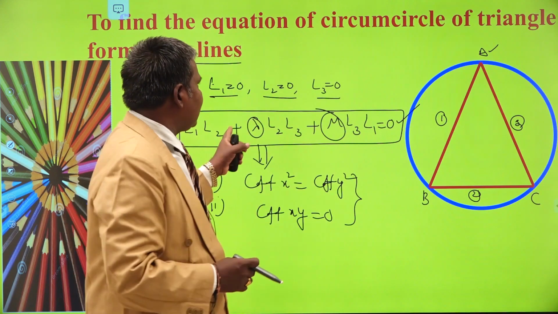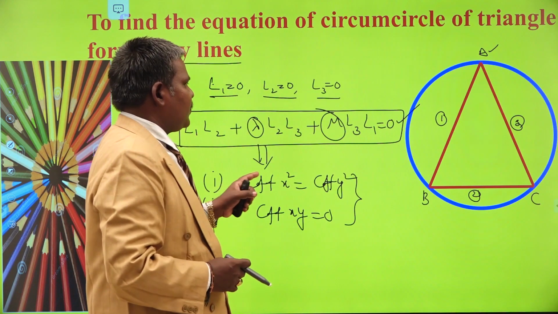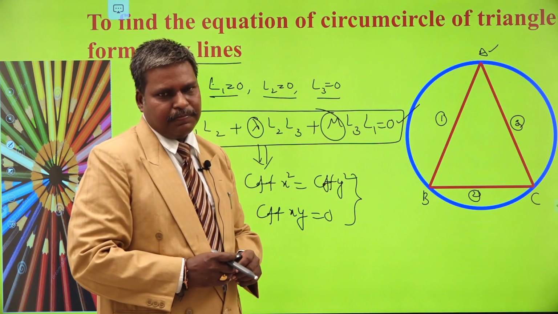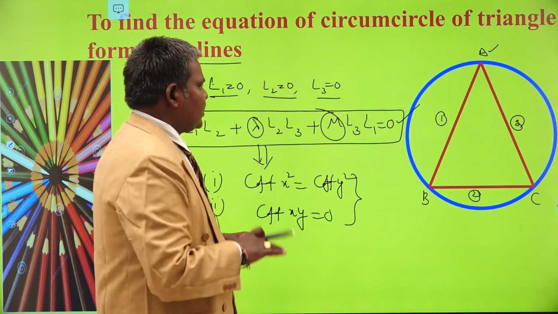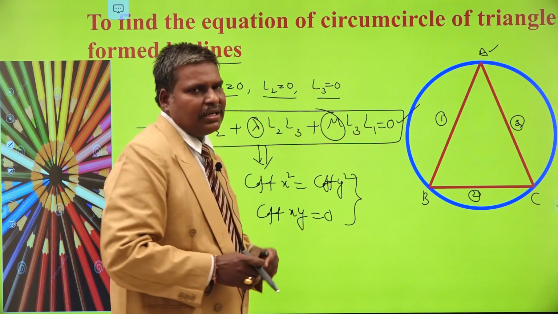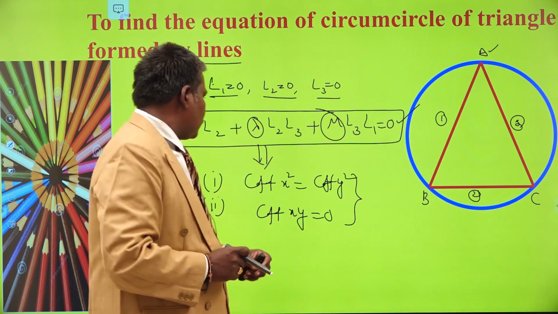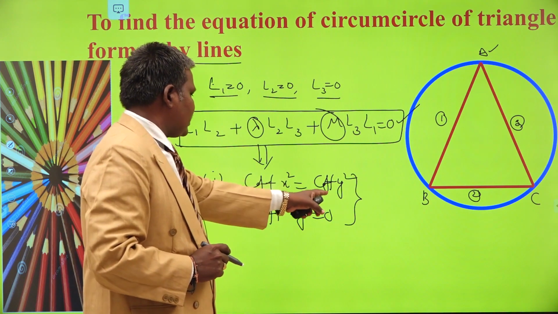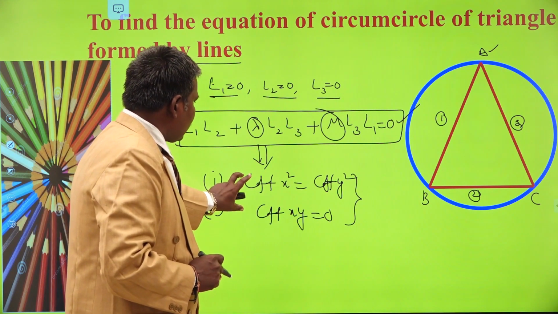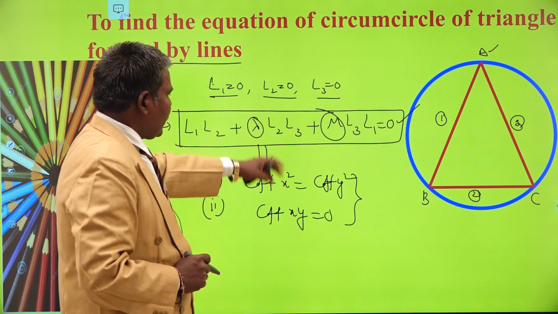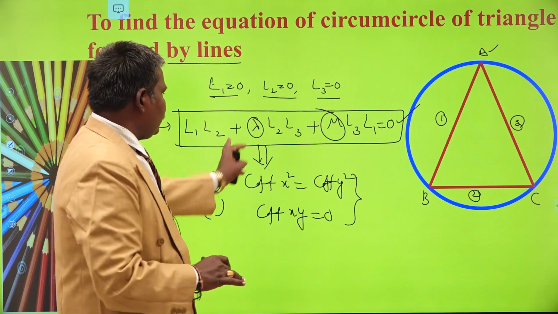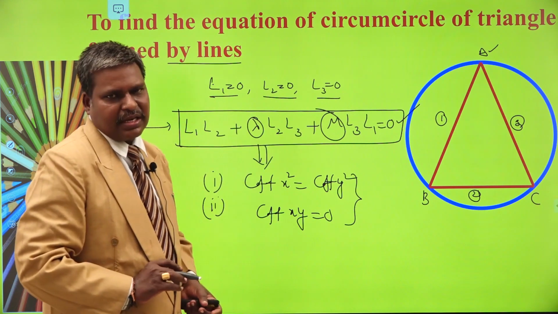This is the alternative method to find the equation of the circumcircle of a triangle when its sides' equations are given to you. Without finding the vertices, you can find the equation of the circle by this method also. So, coefficient of x square equal to coefficient of y square, coefficient of xy equal to 0. From these two conditions applied to this equation, we obtain two equations in lambda and mu. Solve them, we get lambda and mu. Keep them there, we obtain the equation of the circle.